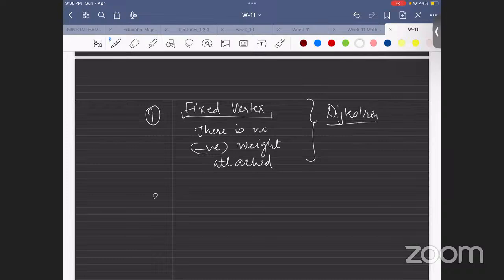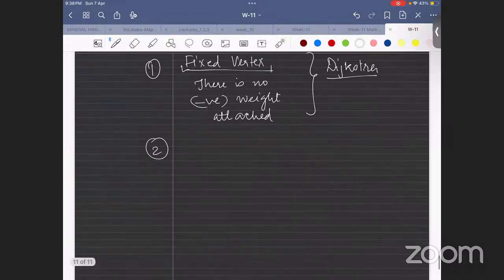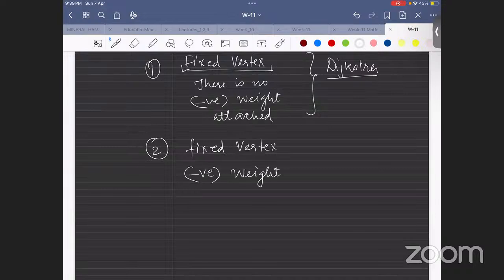The next thing is, if the vertex has been fixed and you have to calculate the shortest path from that fixed vertex to the other vertices, but you can have a negative weight. So you have a fixed vertex, but the problem here is that you have a negative weight.